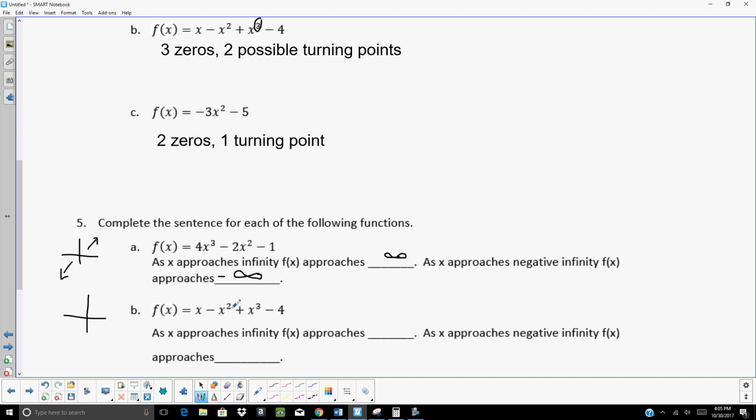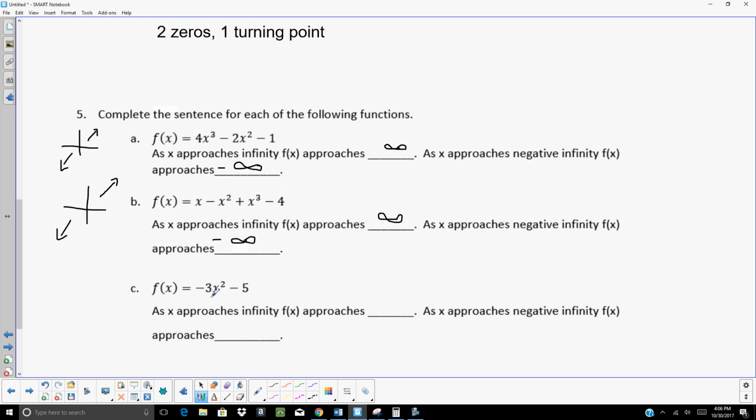It's not written in standard form, so you have to look at that highest degree. It's an odd degree with a positive leading coefficient. So our end behavior is down, up. It's going to be the same answer as the one above for the same reasons.